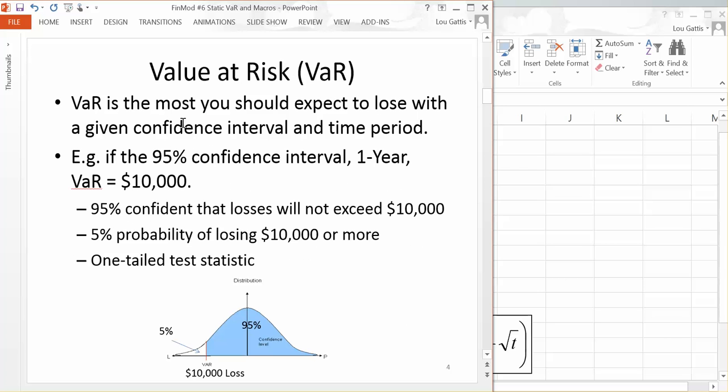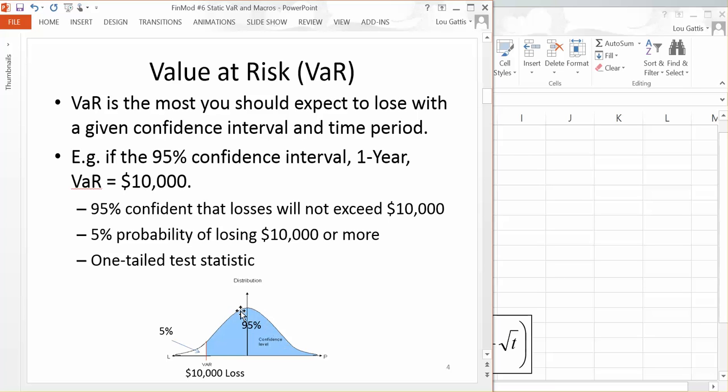Value at risk is a measure of how much money you can lose over a certain period of time with a certain confidence interval. So, if you are told that your 95% confidence interval 1 year VaR is $10,000, that means you're 95% confident losses will not exceed $10,000 over 1 year.